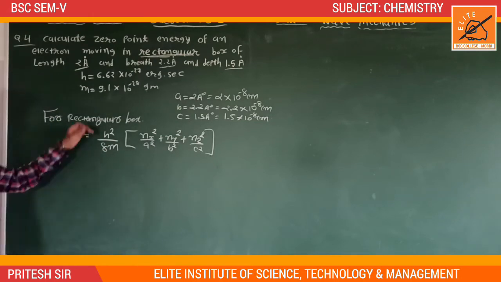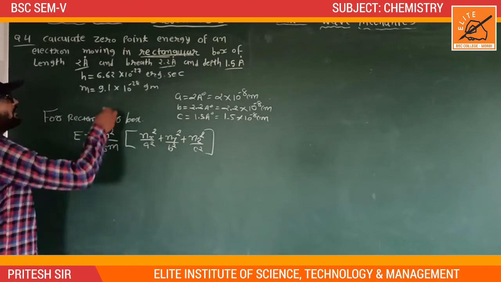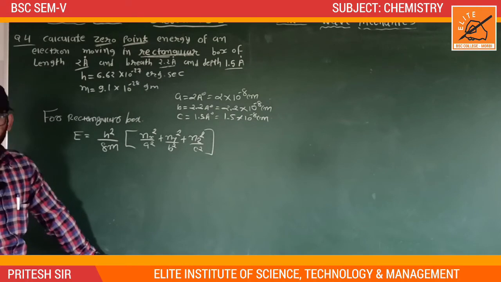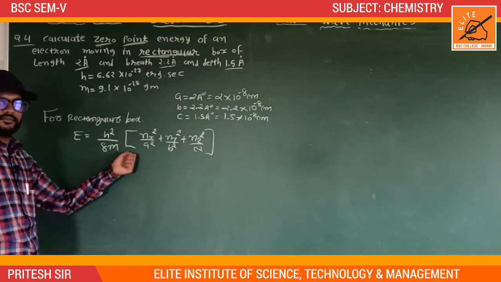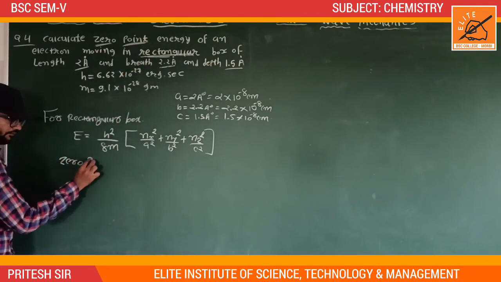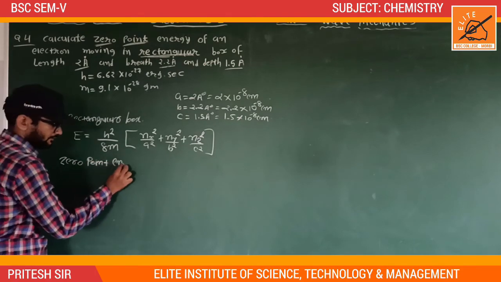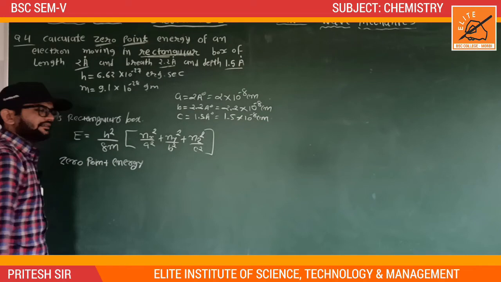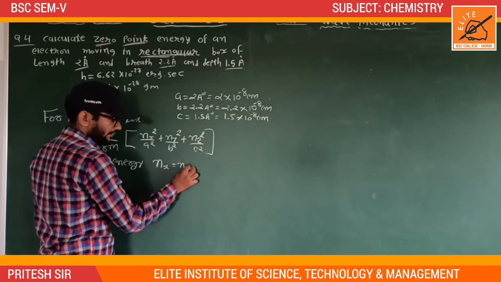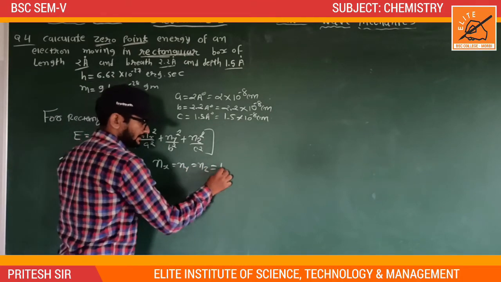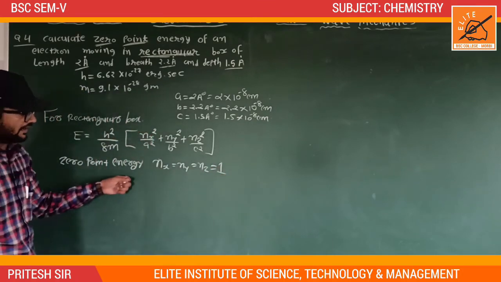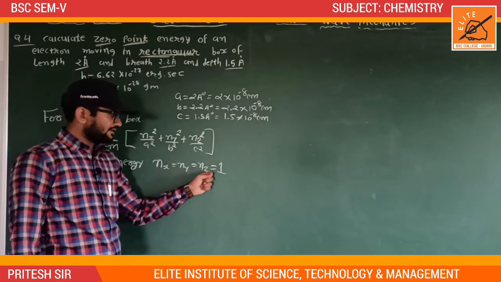So in this case, calculate the zero point energy. What do you mean by zero point energy? Zero point energy indicates the lowest value of kinetic energy for a rectangular box. So for zero point energy, the energy level is equal to 1. It means the values of nx, ny and nz are always 1. Okay, so for zero point energy, the values of nx, ny and nz are always 1.